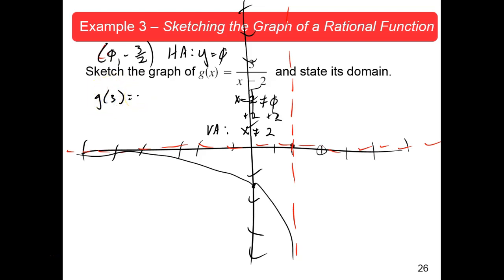And what would that be? You tell me. 3 over 3 minus 2, which is 3 over 1, which is 3. So when x equals 3, y is equal to 3. 1, 2, 3, somewhere up there. That would be right there. Then that tells you it's got to be going like that. No other way. There's your graph. Any questions? Pretty easy to do.